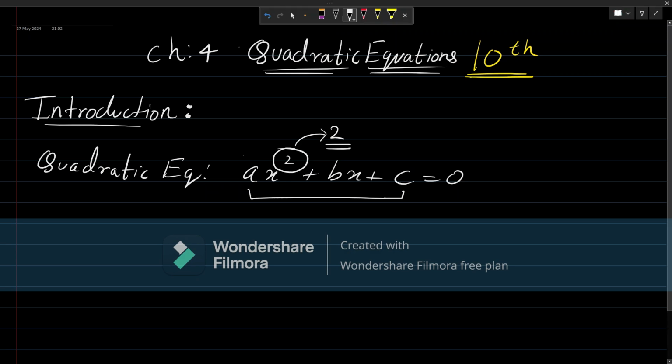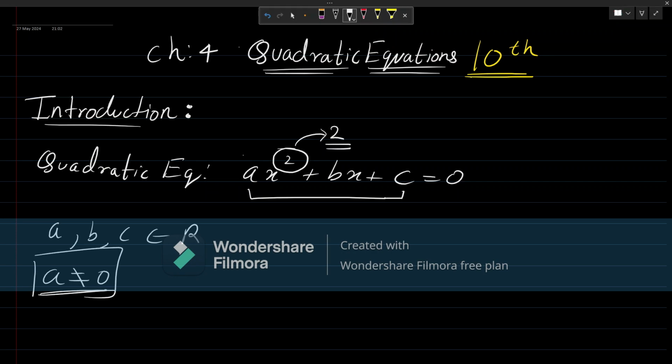Then a, b, c all should belong to real numbers, and a should not be equal to 0. These are the two conditions you need to remember while checking whether an equation is quadratic or not, because there are questions in this chapter that ask whether the following equations are quadratic or not. So keep these two in mind.